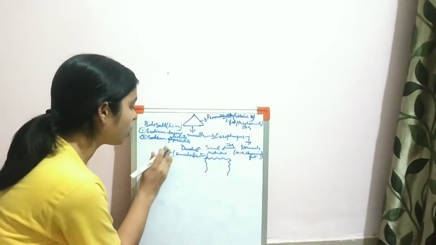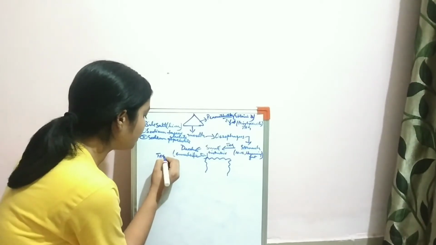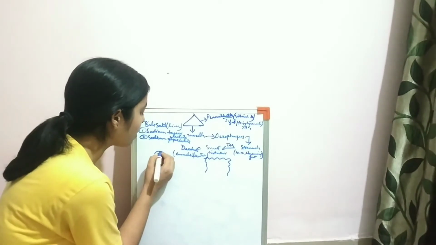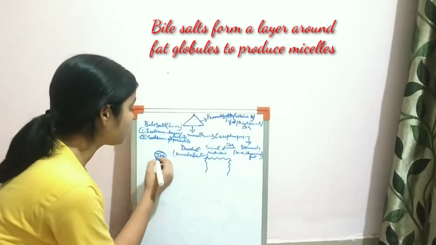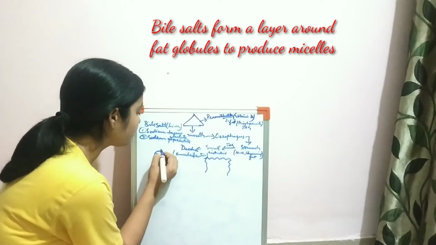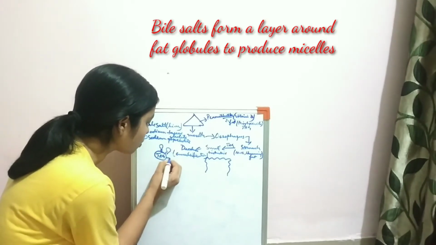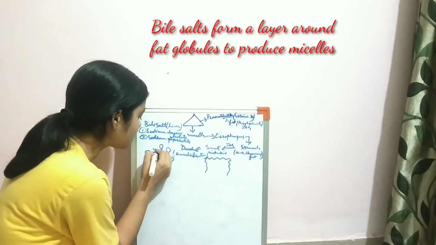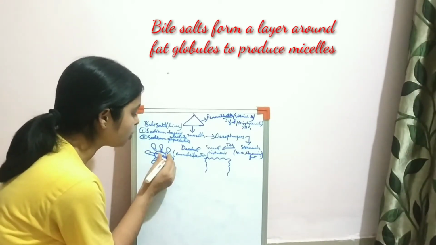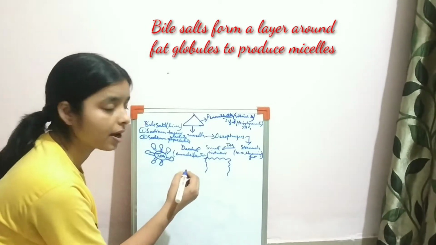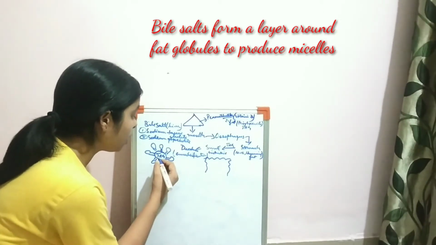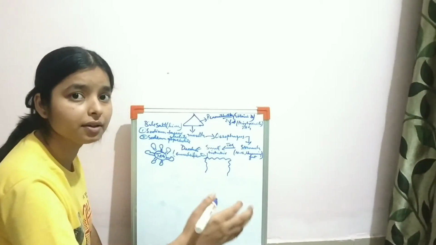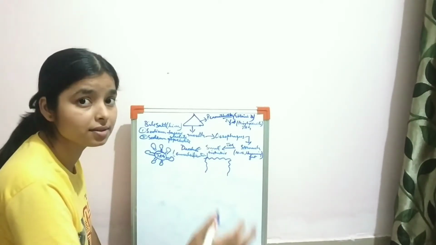And what do they do? They simply wrap around this fat, the TAG. And suppose this is the structure of the bile salt. They have a polar head, and they break this fat into small fat droplets. Therefore it increases the surface area, because the fat is being divided into small droplets, so it increases the surface area.